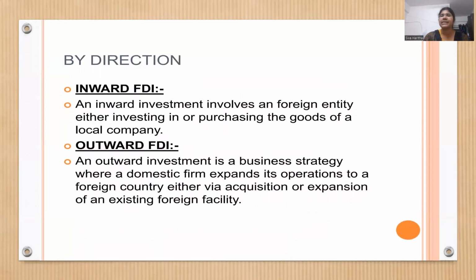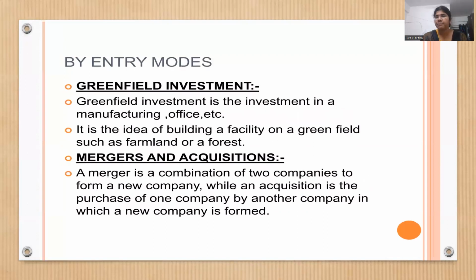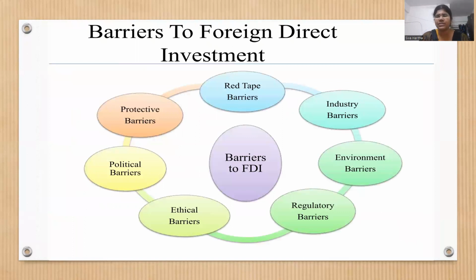Based on the direction, it is an inward FDI if the foreign country invests in the local country. Whereas if the local country invests in the foreign country, it is called an outward FDI. Based on the entry modes, it is divided into greenfield investment or mergers and acquisitions. A greenfield investment is the investment in the idea of building a facility on a green field such as farmlands or a forest. Whereas a merger is a combination of two companies to form a new company, whereas an acquisition is the purchase of one company by another company in which a new company is formed. So these are all the types of FDIs.